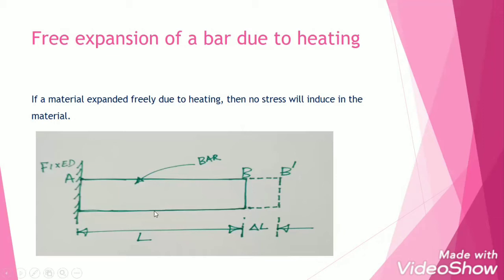Whenever I heat this material by some rise in temperature, maybe 80 degrees centigrade, then what will happen? The molecules will expand so that this end point, free end point B, will move forward up to B dash, which is your delta L. If a material is expanded freely due to heating, no stress will be induced in the material.